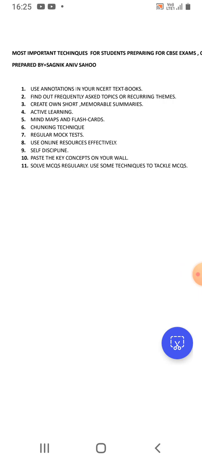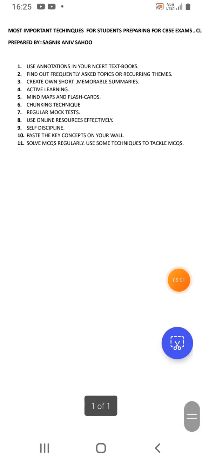Point number 10 seems to be quite crazy, but it is done by many students, and it has helped them a lot. You need to paste the key concepts and formulas on the walls of your study room, especially for subjects which involve a lot of formulas like physics, chemistry, or mathematics.